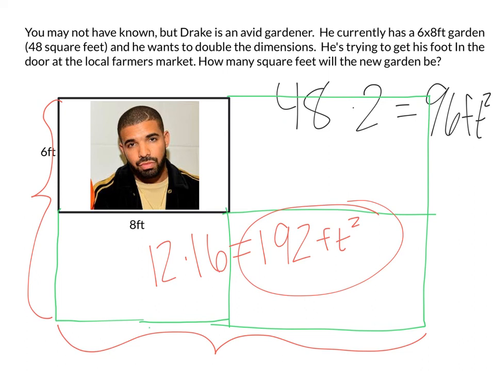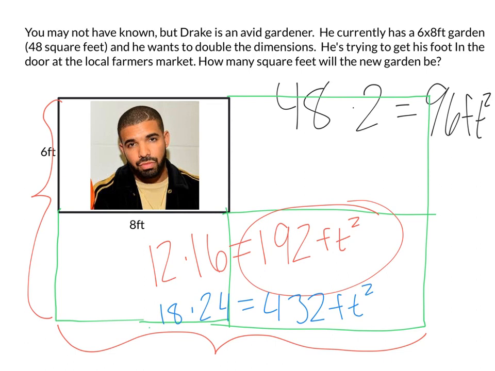Area is units squared. Doubling squared, 2 squared is 4, 4 times. If I tripled the dimensions, this is fun. Tripling 6 is going to be 18. Tripling 8 is going to be 24. If I triple those dimensions, let's see here, 18 times 24. Let me take out my handy-dandy calculator because those numbers are big. That's going to be 432 feet squared. Well, how much bigger than the original is that?